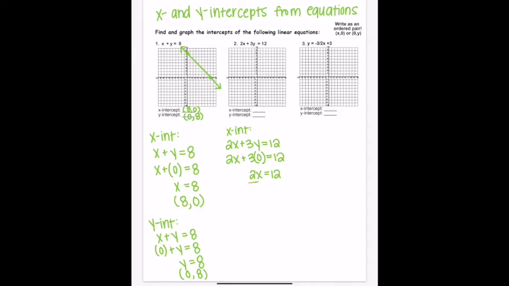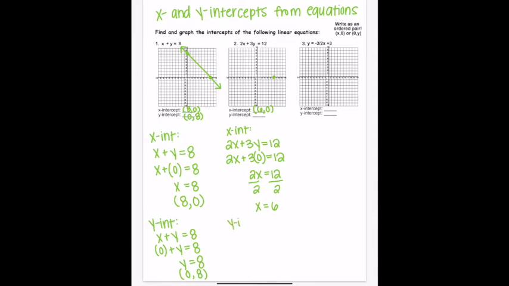And then divide by 2. So we get x equals 6. Okay, so x is 6, so we go over to 6 and put our point and write it as an ordered pair. So as an ordered pair, that is the point 6, 0.